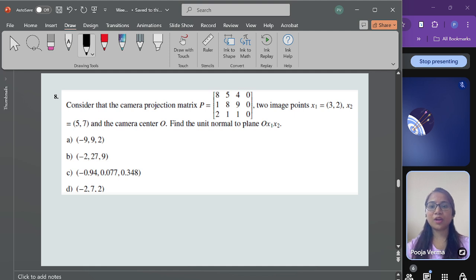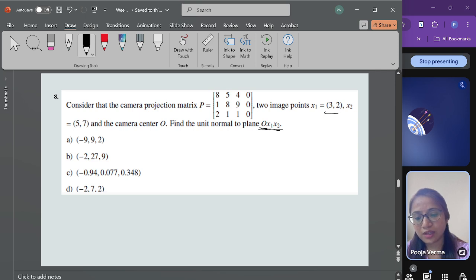Okay, so now the next question is: consider that the camera projection matrix P is given, along with two image points x1 and x2 and the camera center O. Only the two image points x1 and x2 are given, and the camera center represented by O is given. Find the unit normal to the plane O x1 x2.